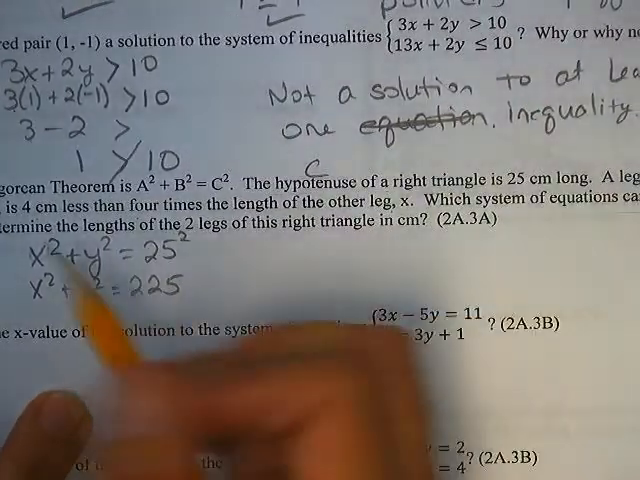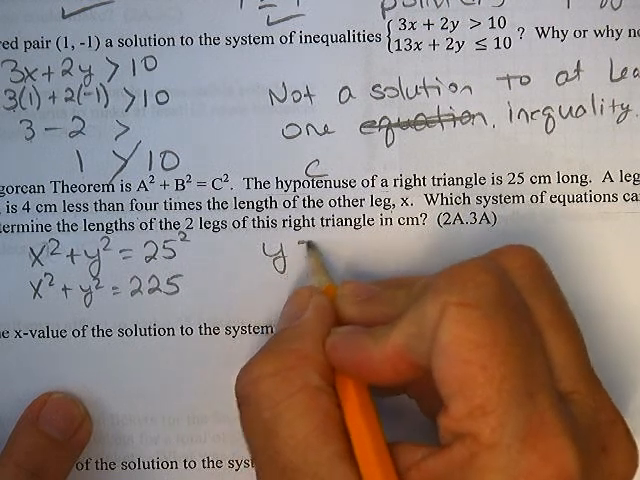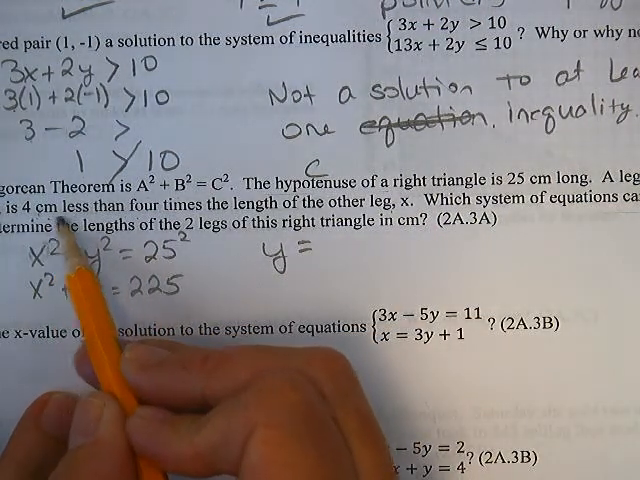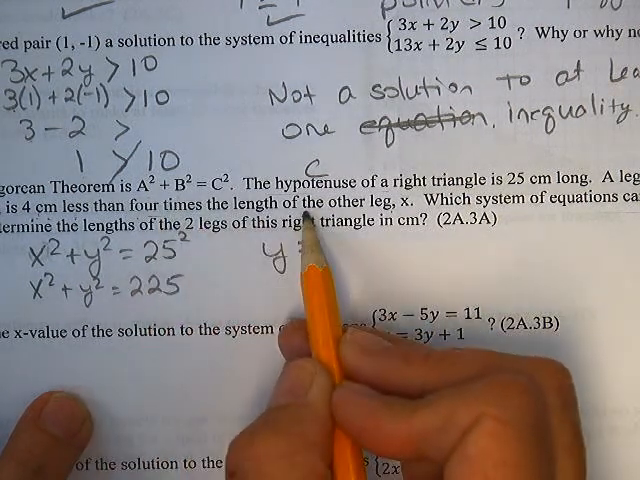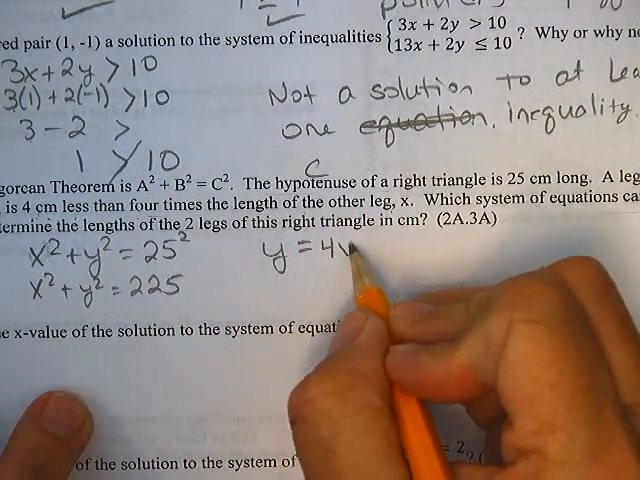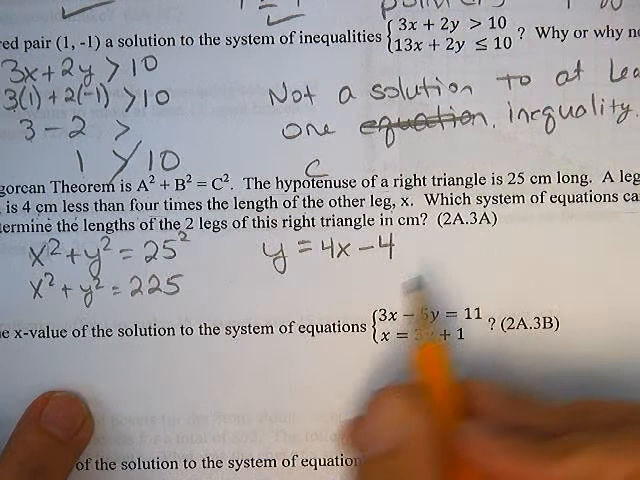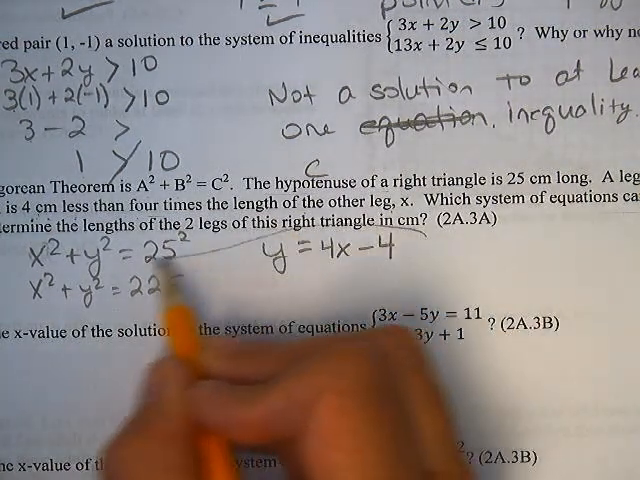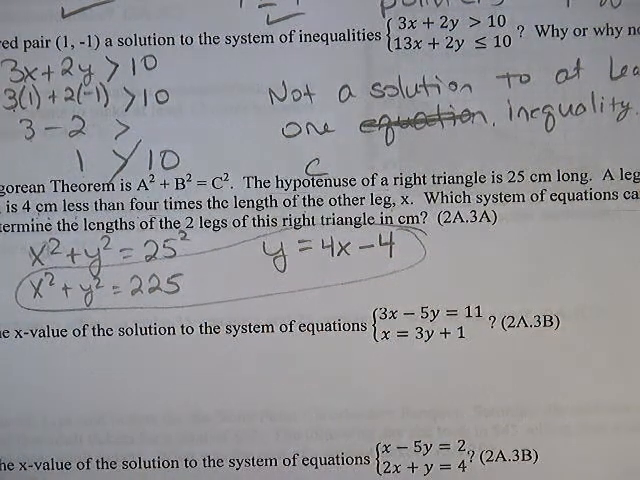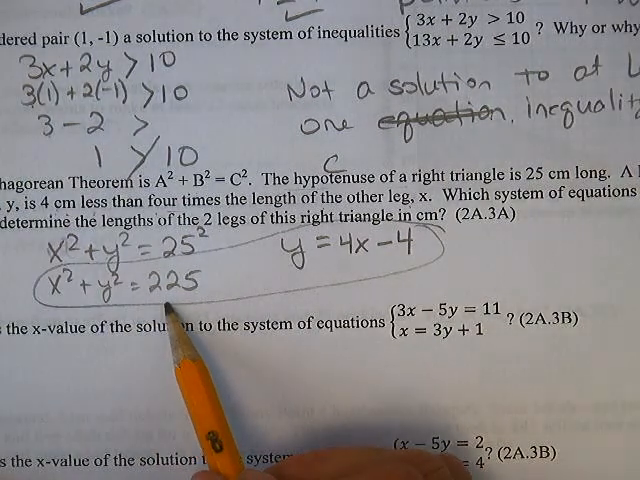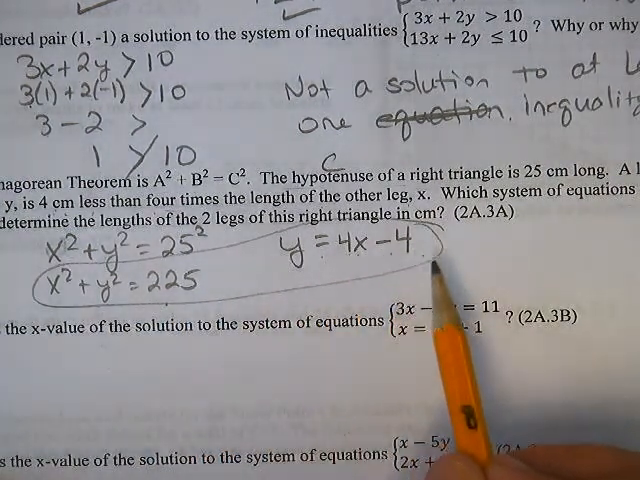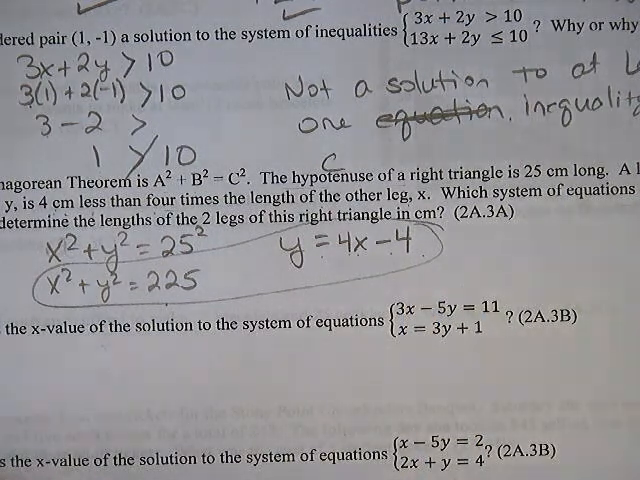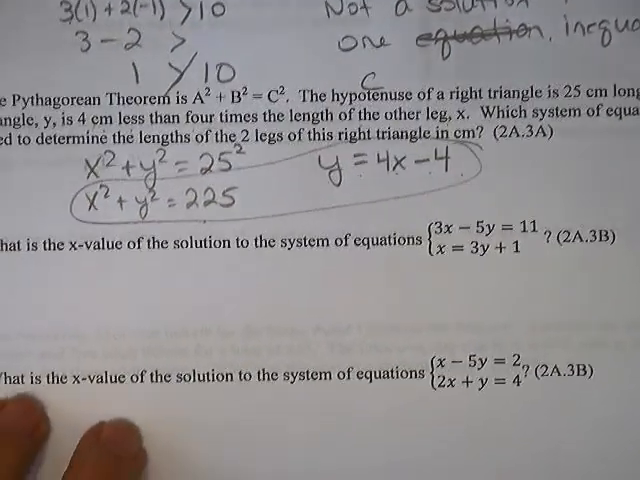The second equation has to do with this one about the legs. A leg of this triangle, y, is 4 centimeters less. So I'm going to subtract 4 from 4 times the length of the other leg. So 4x minus 4. So our system of equations is x squared plus y squared equals 225 and y equals 4x minus 4. We're not asked to solve these, just to find the system.